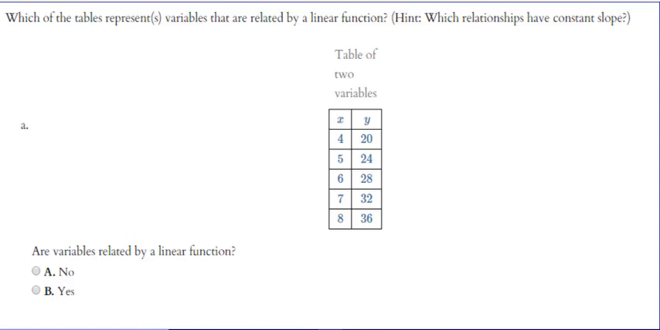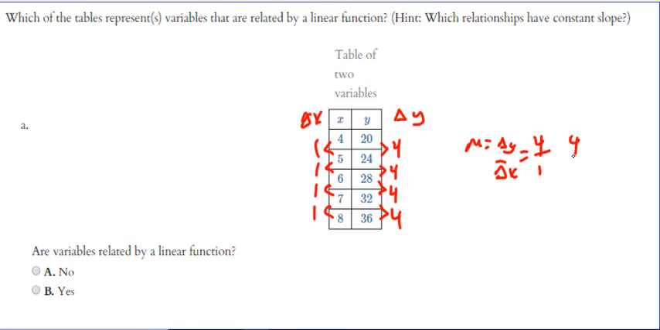Okay, for it to be linear, the slope, the rate of change, has to be constant. That means if we look at this, here's change in x, here's change in y. These are all increasing by 1, right? If they were decreasing, it would be by -1. But from 20 to 24 is going up by 4. If you look at the ratios, change in y over change in x, every one of these is 4 over 1. So it's constant.